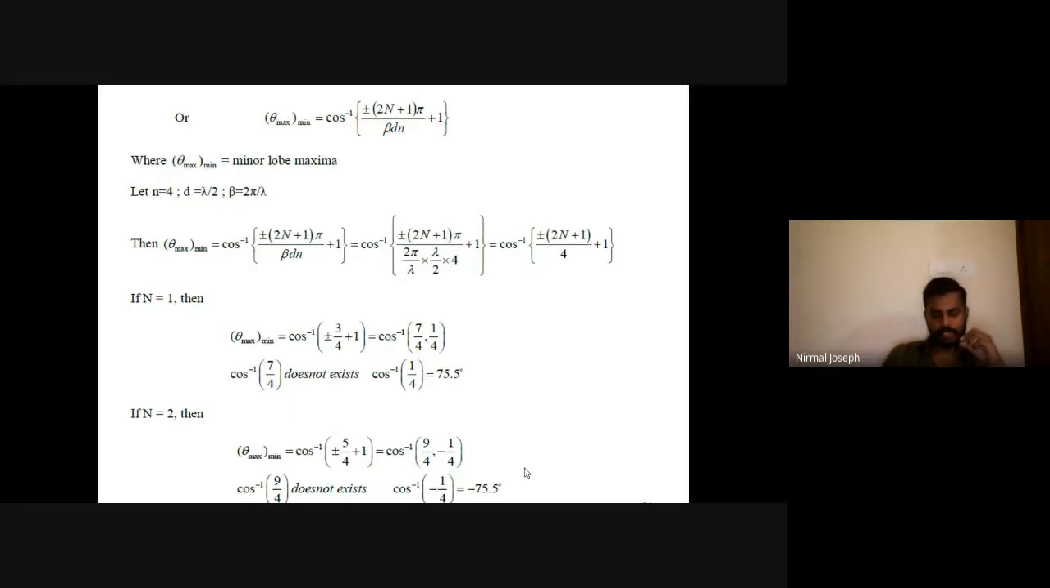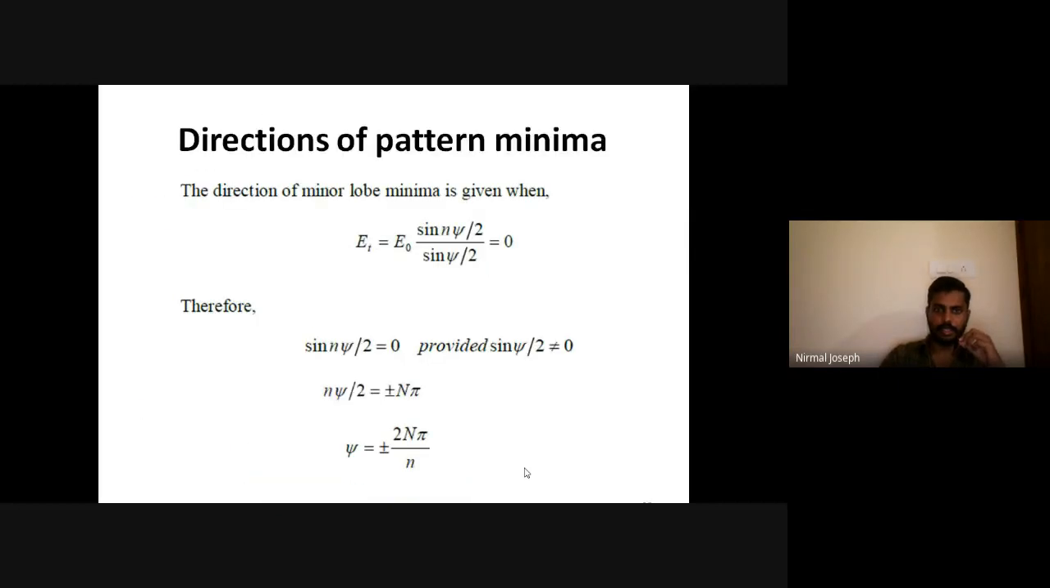Cos inverse of minus 1 by 4, that is minus 75.5 degrees. Similarly, we are going to find out the directions of the pattern minimum. The steps are all the same. Total field, you have to write them.